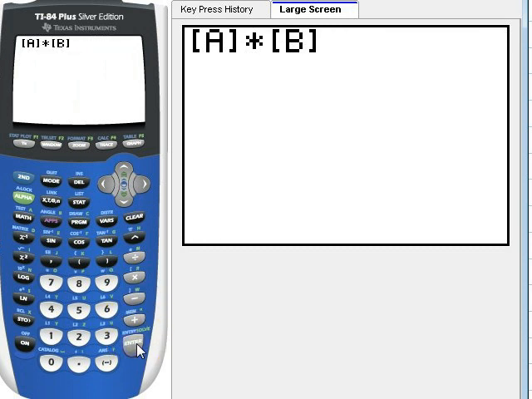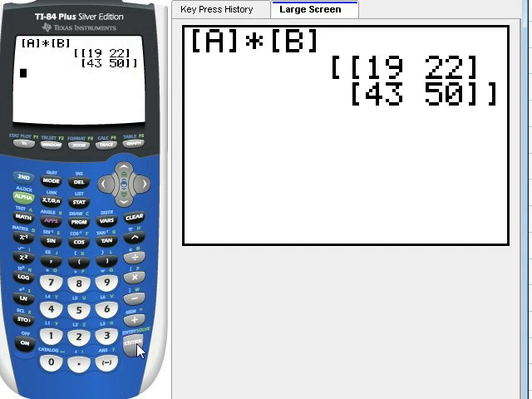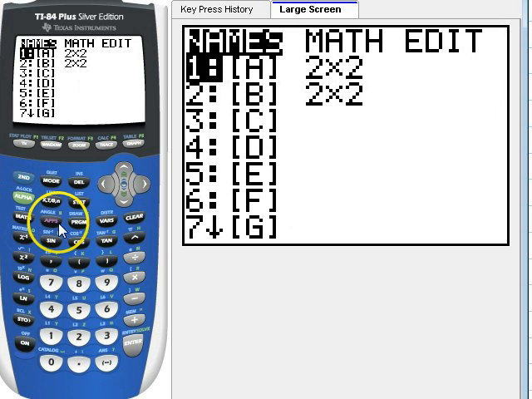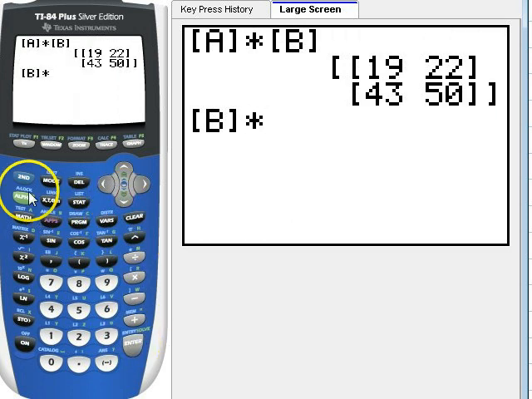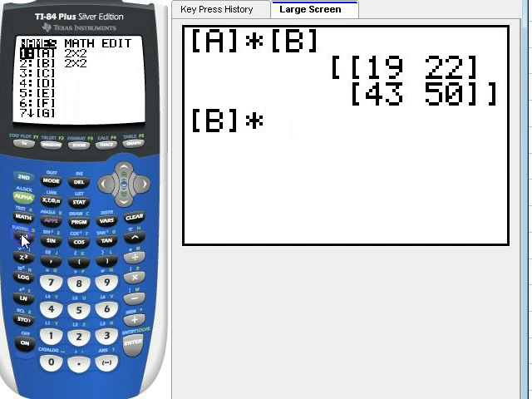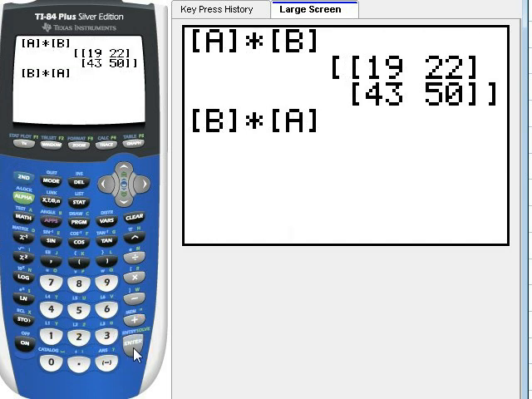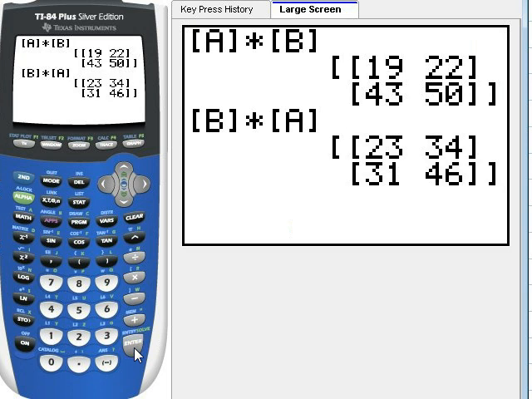We find that 1, 2, 3, 4 times 5, 6, 7, 8 is not 5, 12, 21, 32, but it is 19, 22, 43, 50. So that's sort of a mystery. A second mystery is why is it that if I multiply them in the opposite order, if I did B multiplied by A, I would get 23, 34, 31, 46.